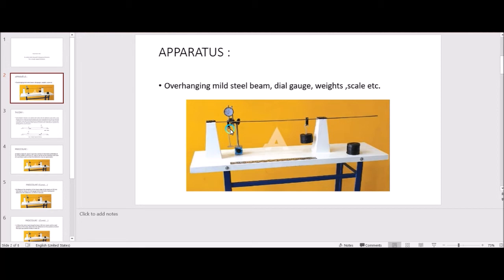So in the second condition, what will we do? We will apply the load at point A and we will measure the deflection at point B. So both of the deflections must be equal. This is the Clark-Maxwell theorem. Now we are going to verify this in the laboratory.